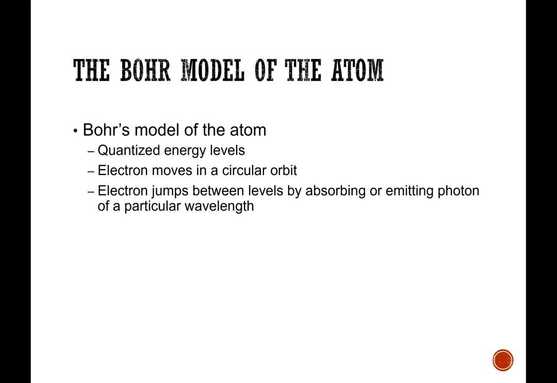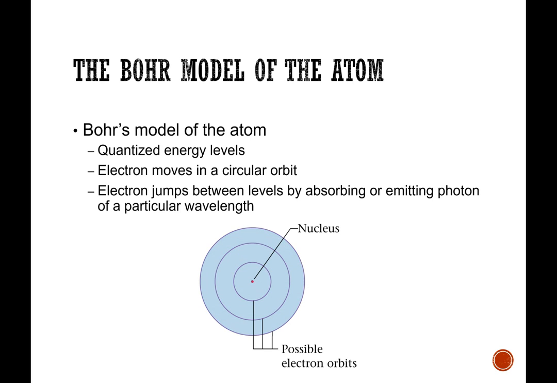Using hydrogen's emission spectrum, Bohr developed a model of the atom that has quantized energy levels. So the energy levels are quantized, the space between them is specific, and an electron has to absorb that specific amount of energy to be able to move to the next energy level. He thought electrons moved in a circular orbit. We now know that that is not the case. He also thought that electrons would jump between levels by absorbing or emitting photons of a particular wavelength.